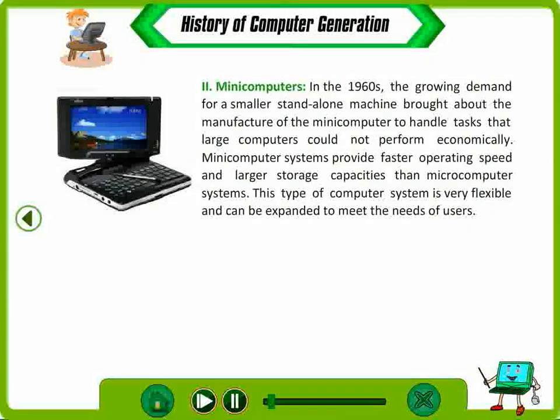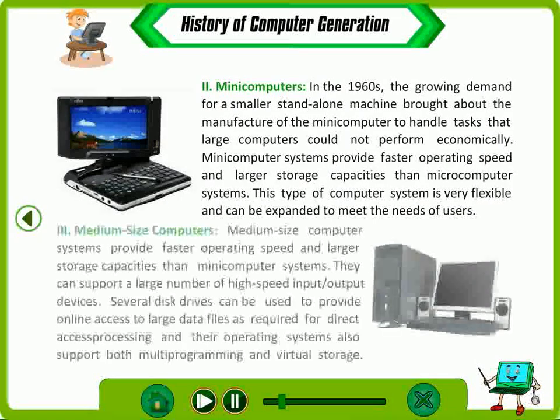Mini-computers. In the 1960s, the growing demand for a smaller stand-alone machine brought about the manufacture of the mini-computer to handle tasks that large computers could not perform economically. Mini-computer systems provide higher operating speed and larger storage capacities than microcomputer systems. This type of computer system is very flexible and can be expanded to meet the needs of users.